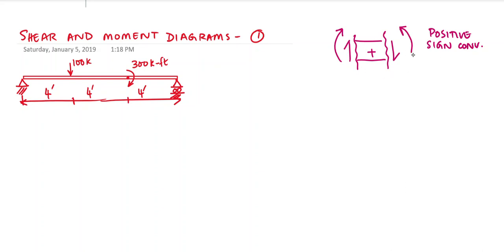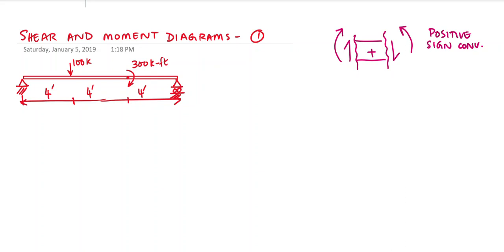positive sign convention. So if you cut a beam and you have a shear force going up to the left of the cut, that's a positive shear force, and a shear force going down to the right of the cut is a positive shear force. And the sign conventions for the moments, both clockwise and counterclockwise, are also shown.